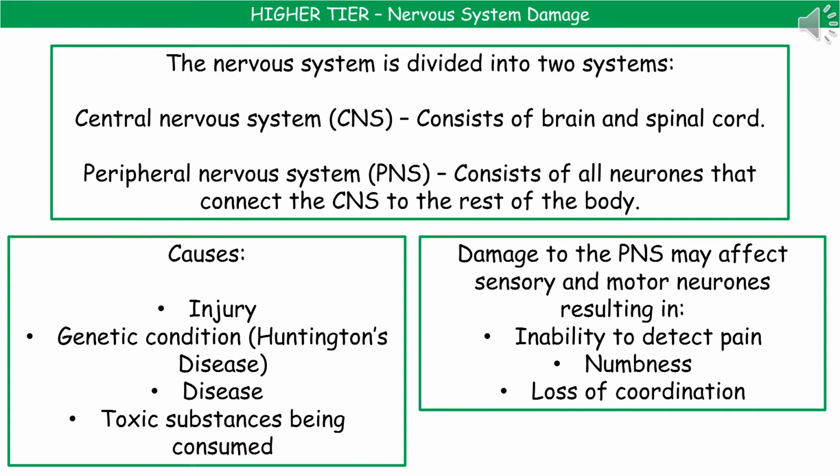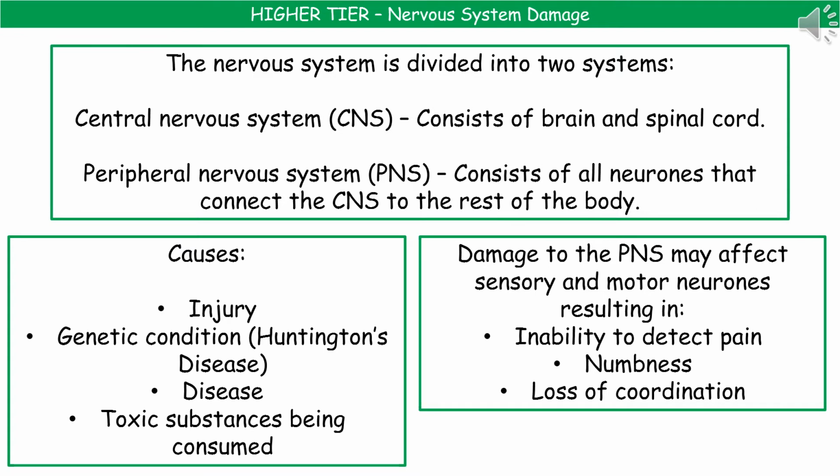When we think about our nervous system, it's divided up into 2 parts: the central nervous system, or CNS, which is your brain and spinal cord, and the peripheral nervous system, or PNS, which is all of the neurons that connect the central nervous system to the rest of the body.